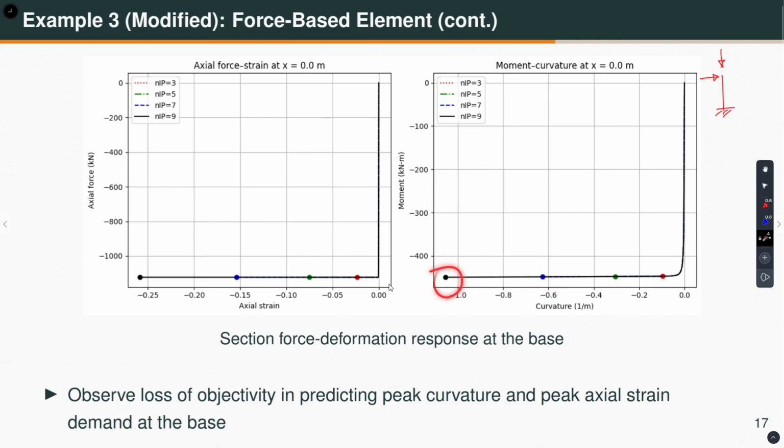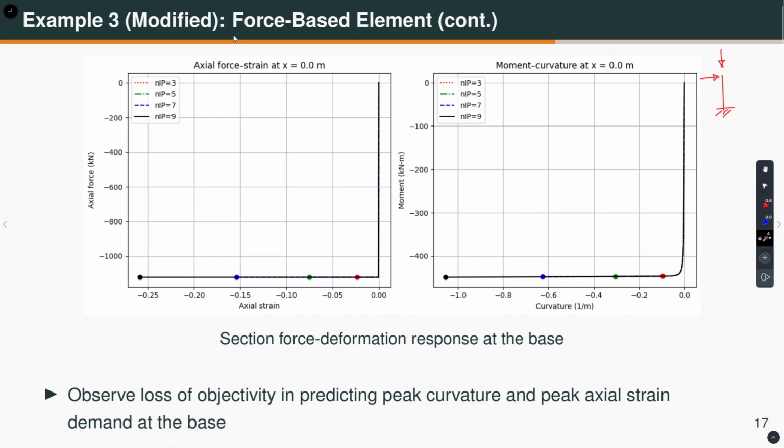So, what do you see? The peak curvature is not predicted in an objective manner. It depends on the number of integration points. So, I do not know what is the correct solution. So, the objectivity is lost. This is with the force based element. I will also show for the displacement based element what happens, but for the time being, for the force based element, when we have elastic perfectly plastic response, the global response converges, but the local response, the deformation response, basically does not converge. It loses objectivity.